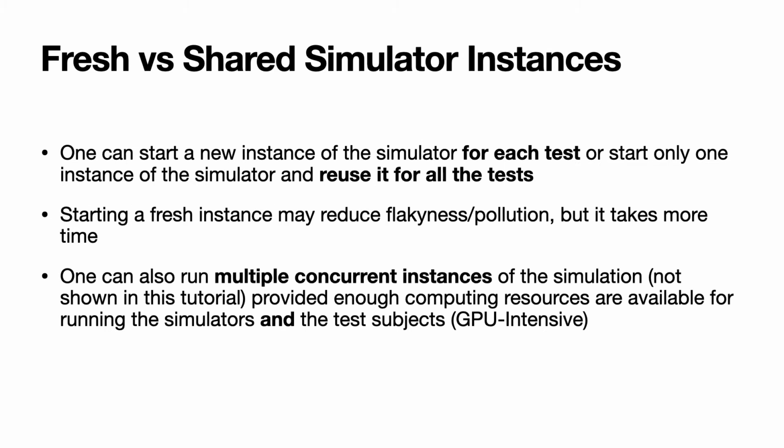When it comes to running the simulation, we assume that the simulator is running. Now, there are two main possibilities: either we restart the simulator, a fresh instance for each test, or we try to reuse it. Starting a fresh instance in general prevents or reduces the effects of pollution between states, and in a sense also reduces the flakiness of tests, but it takes more time to execute tests because every time you have to restart the simulation and wait for it to load.